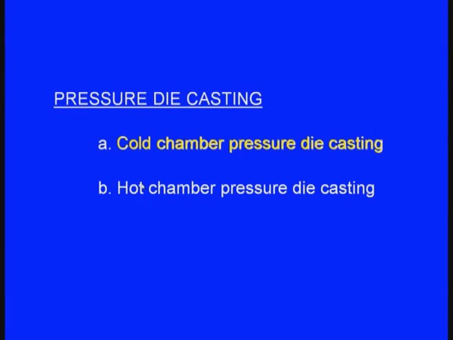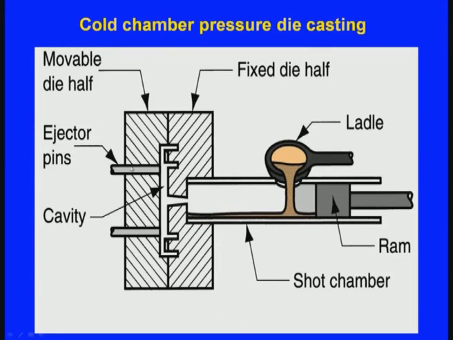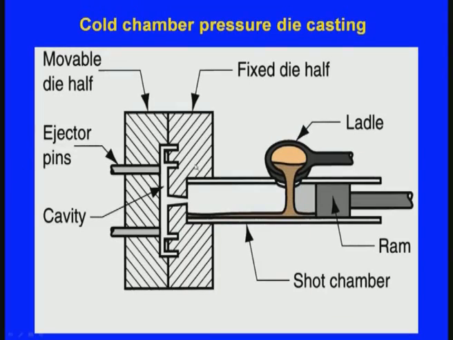First, we will see the cold chamber pressure die casting process. This is the schematic diagram of the cold chamber pressure die casting process. There are metallic molds. Die means metallic mold. Here this is the fixed die and this is the movable die. Both the fixed die and the movable die have cavities engraved inside. So, when we close these dies together, inside there will be a cavity. This is the shape of the casting which we want.